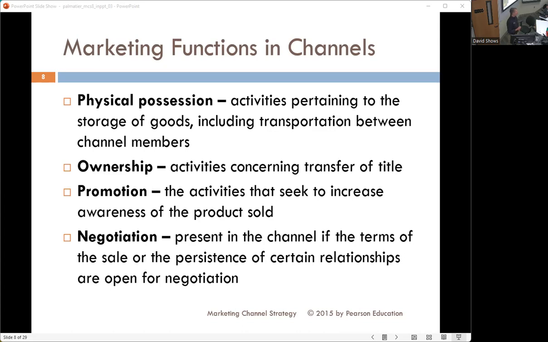Ownership is all of those activities concerning the transfer of title of the goods. Now, as we talked about in week 1, physical possession and ownership follow each other, but they don't necessarily have to. And so that is the example that I came up with, it was consignment shops.